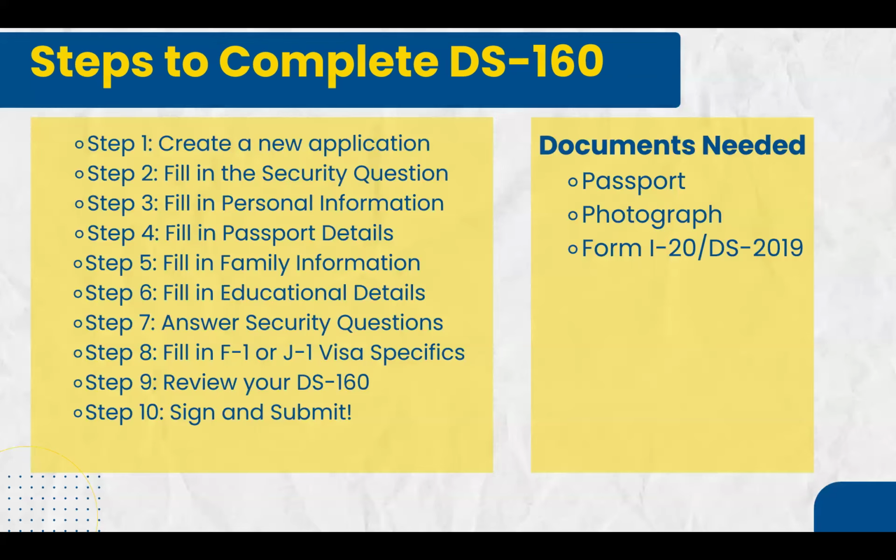The documents that they're going to want from you once you are submitting this DS-160 are your passport and recent photographs, so they can use that to create your visa. And then, of course, your Form I-20 for F1 students or your Form DS-2019 for J1 students.